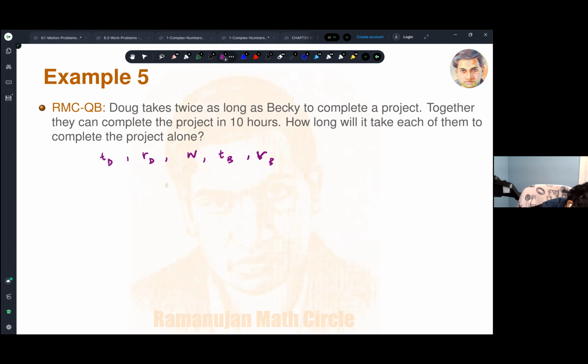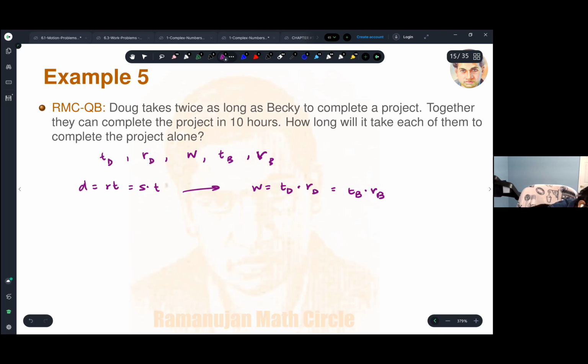So first of all, we know that distance is equal to rate times time, or speed times time. We know that work is equal to TD times RD, and it is equal to TB times RB. We are also given from the question that Doug takes twice as long as Becky to complete the project. So that means the time Doug takes is 2 times that of Becky. So we have this relation that TD is equal to 2 times TB.